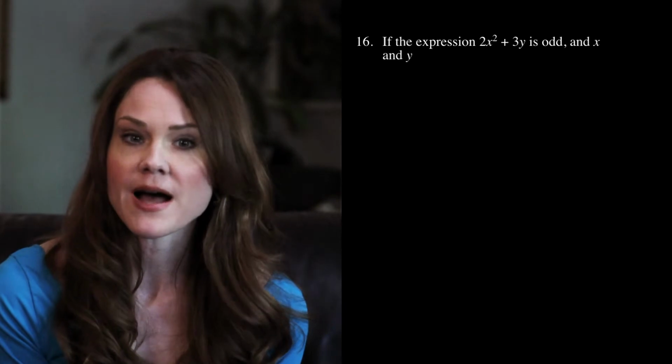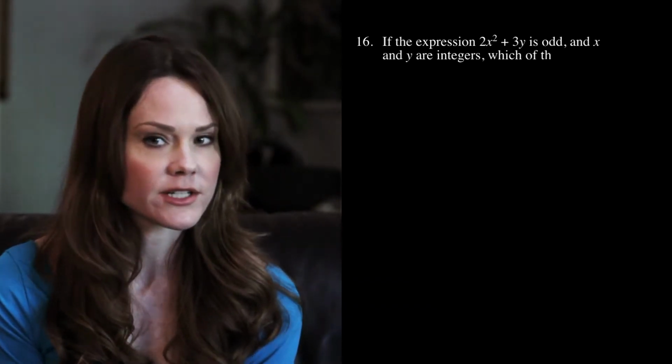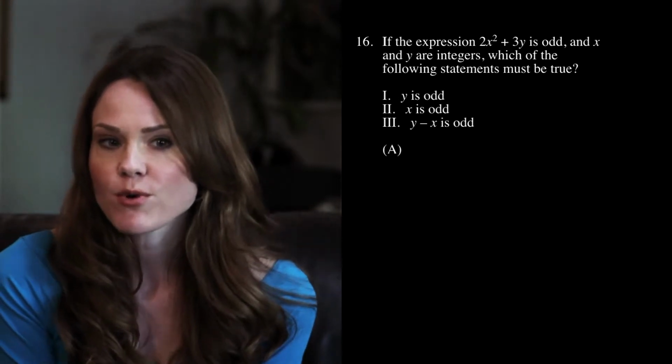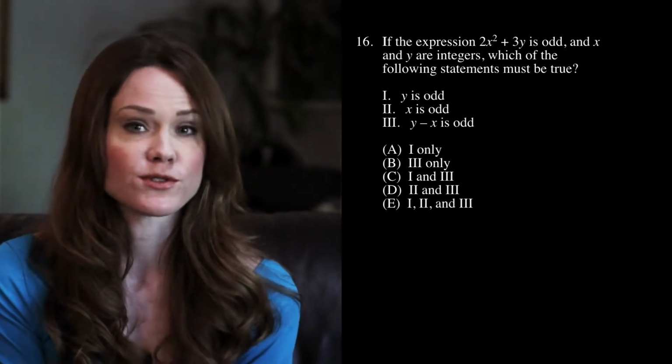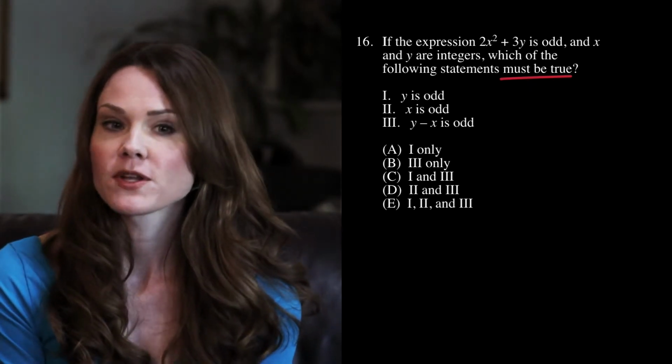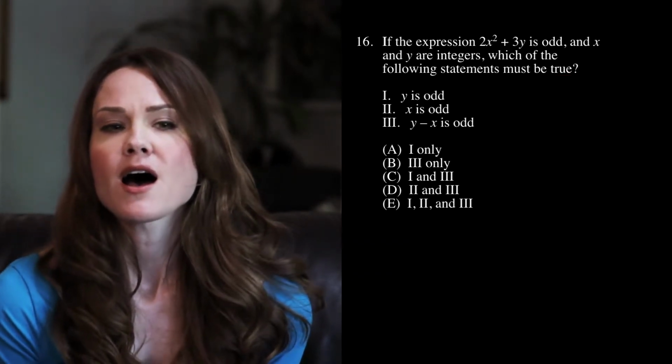Okay, number 16. If the expression 2x squared plus 3y is odd, and x and y are integers, which of the following statements must be true? So you see the Roman numerals, you see the variables, you see the must be true. Get comfortable with the technique and trust in it. So we get to plug in numbers.